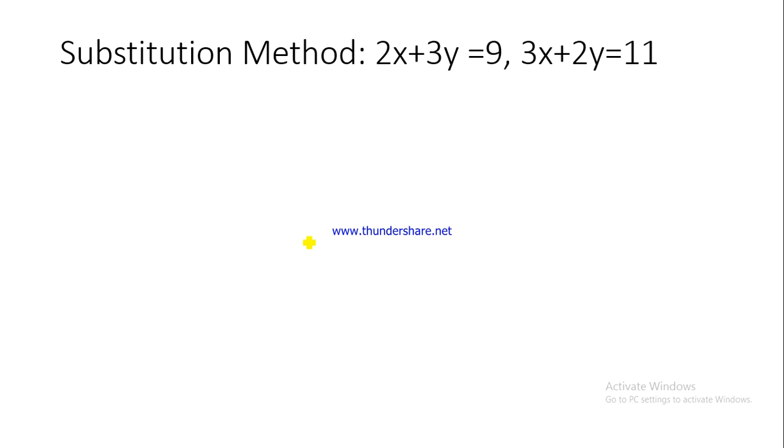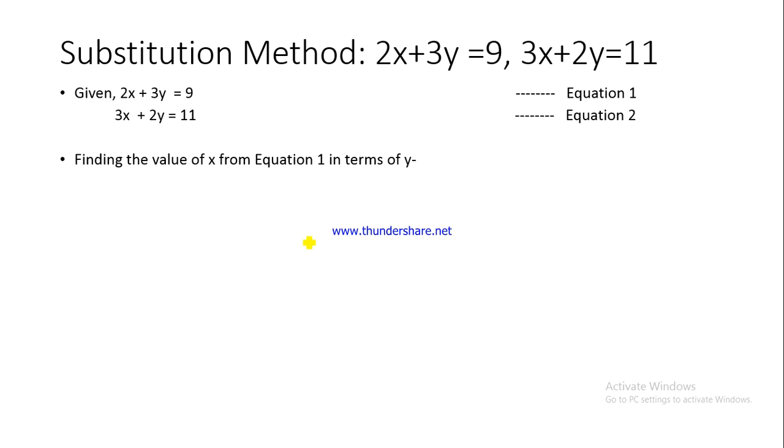We have taken up this example: 2x plus 3y is equal to 9, 3x plus 2y is equal to 11. So this is equation 1, 2x plus 3y is equal to 9, and 3x plus 2y is equal to 11 is equation 2. Now how do we solve the linear equations using the substitution method? The first thing that you will have to do is find out the value of x from equation 1 in terms of y. So x in equation 1 has to be found in terms of y. So we need to understand how we are going to go about this. This equation is going to be taken up.